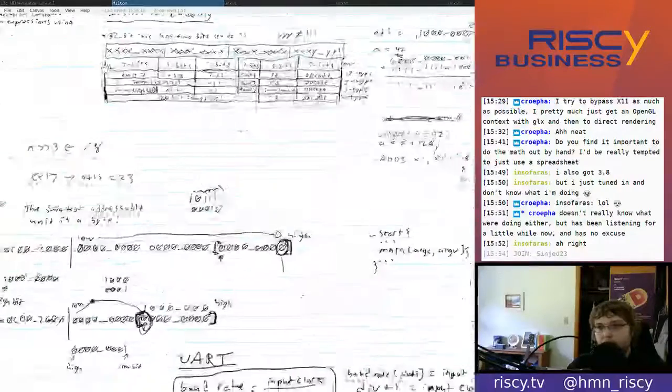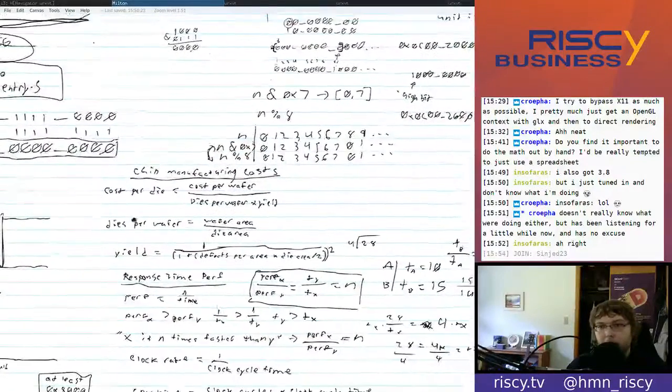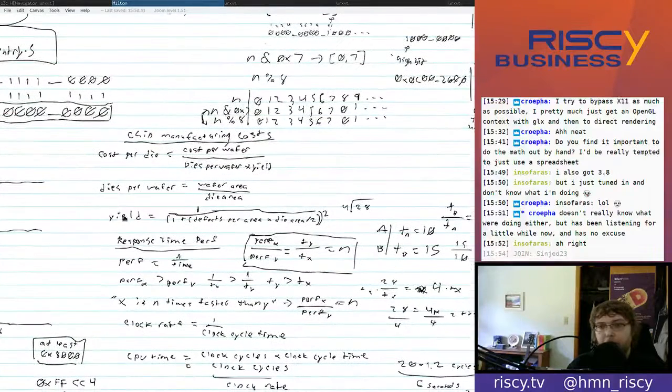So yield, do we have anything along those lines in here? Chip manufacturing costs. Okay, cost per die is equal to cost per wafer divided by dies per wafer times yield. Dies per wafer is equal to wafer area divided by die area. Yield is equal to 1 over 1 plus defects per area times die area over 2, squared.